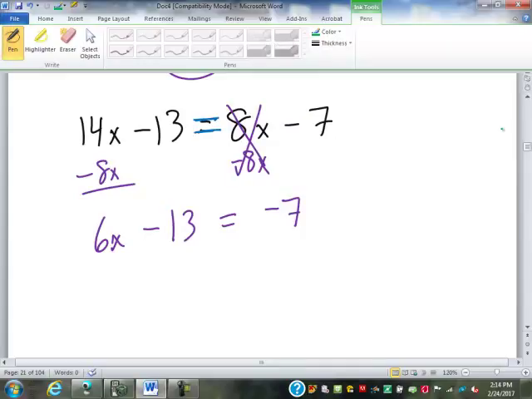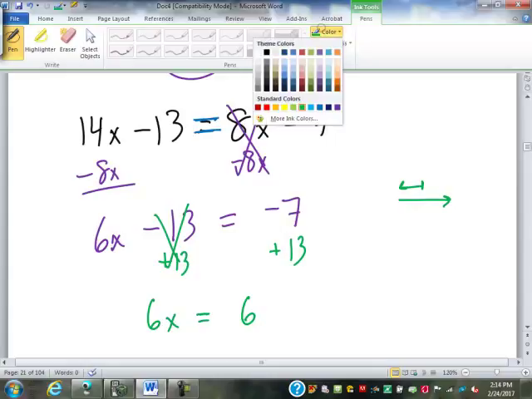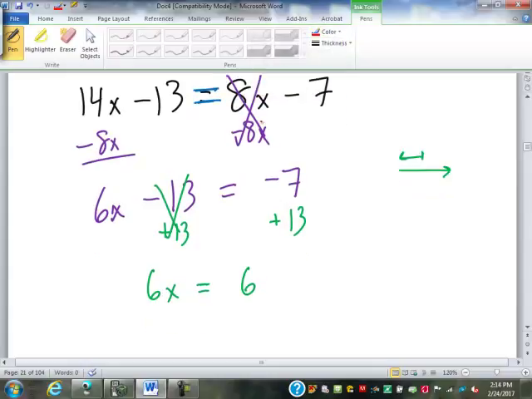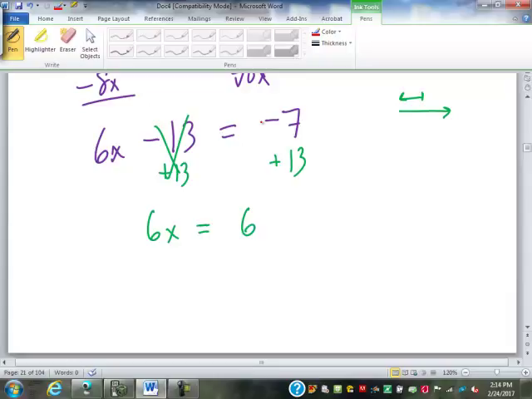So what are we going to do with it? Very careful there. Not subtract, but add. It's minus 13, so we have to add 13. So that's gone there. We got 6x here. What is negative 7 plus 13? It's a positive 6. Then what? Divide by 6 to get x equals 1.